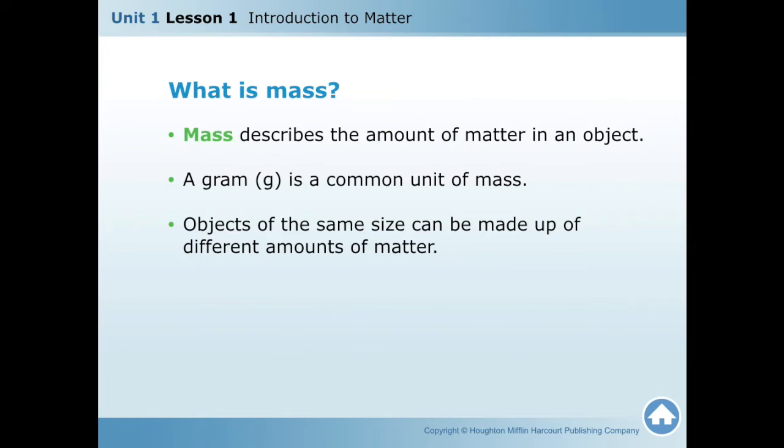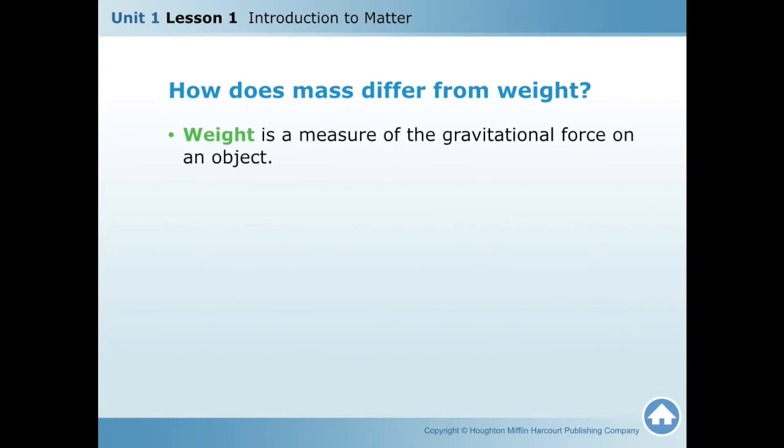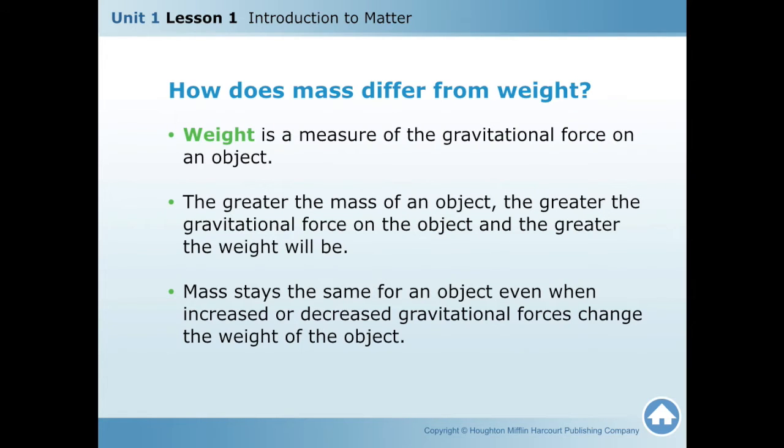Usually people confuse these two and think that they are the same. However, they're not. Weight is a measure of the gravitational force of an object. Gravitational force keeps objects on Earth from floating into space. The gravitational force between an object and Earth depends partly on the object's mass.